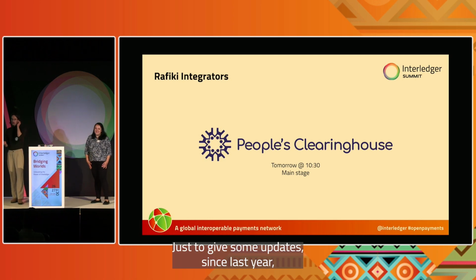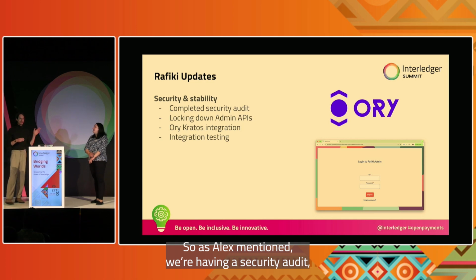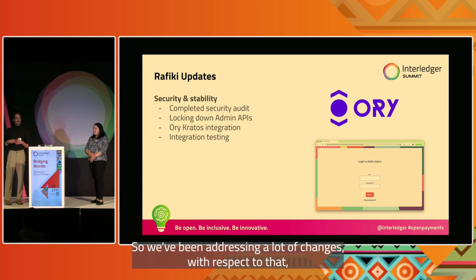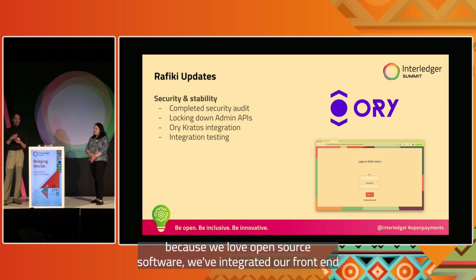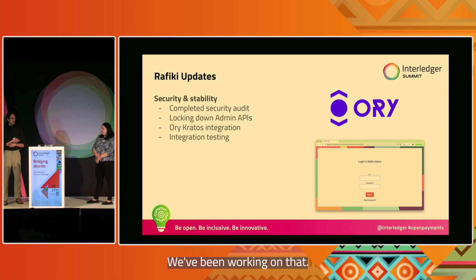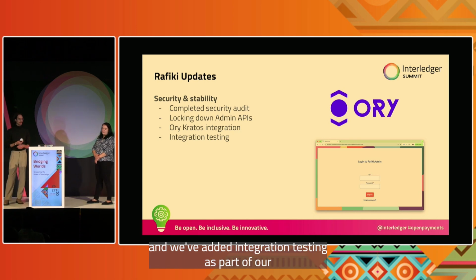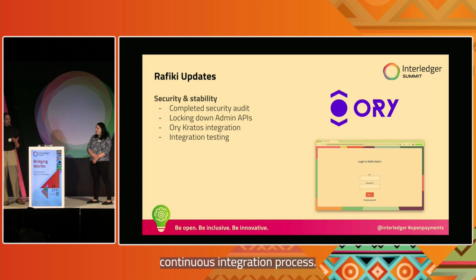Just to give some updates since last year, on what we've been doing with Rafiki directly. As Alex mentioned, we have a security audit, something that we're going to be doing annually, so we've been addressing a lot of changes with respect to that. Because we love open source software, we've integrated our front-end UI with the open source identity provider called Ory Kratos. So we've been adding security and stability to Rafiki, and we've added integration testing as part of our continuous integration process.